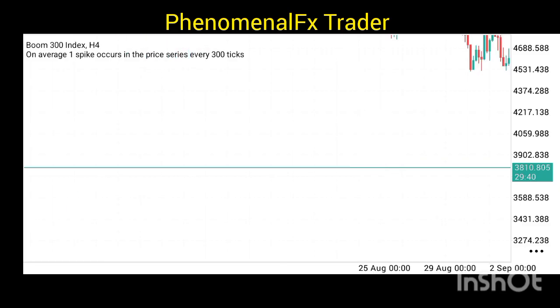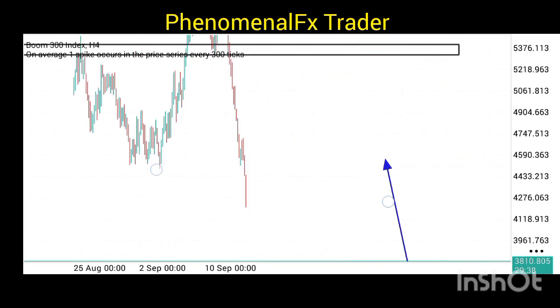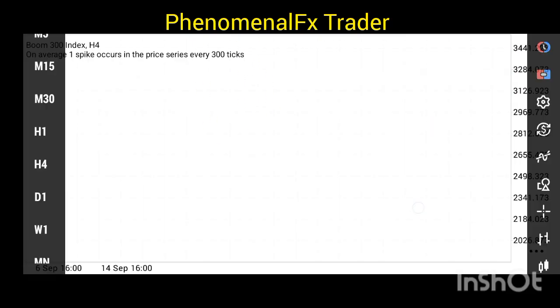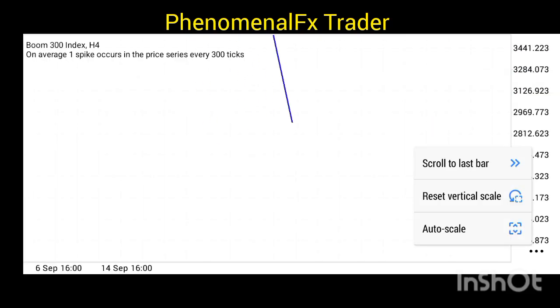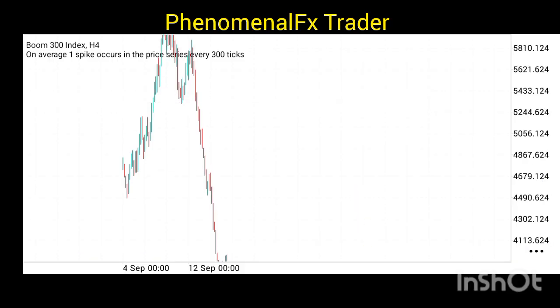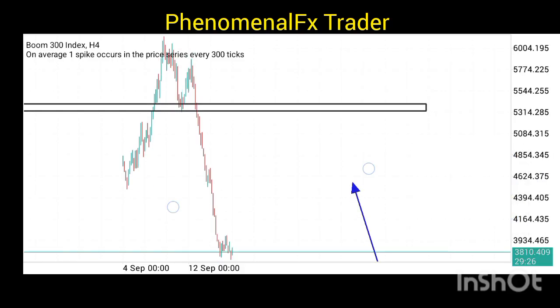What's wrong with the MT5? It's misbehaving. Guys, MT5 is misbehaving at the moment. Let me reset the chart. Let me reset vertical scale and also auto scale the chart.